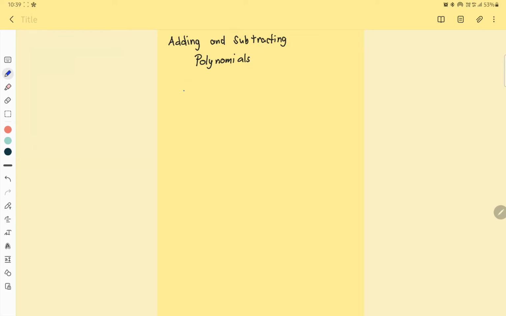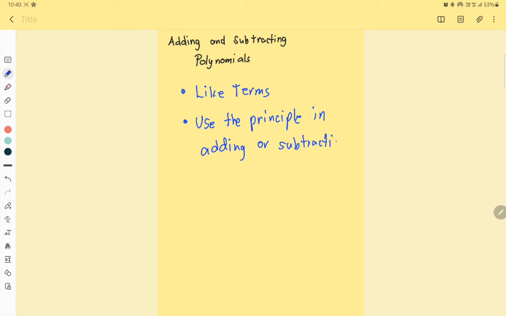So let's have this one. As a reminder, the first thing is to know the like terms, and then use the principle in adding or subtracting integers. Okay. Now, whenever there's a variable, for starting learners of algebra, what you combine in terms with variables are the numerical coefficients.